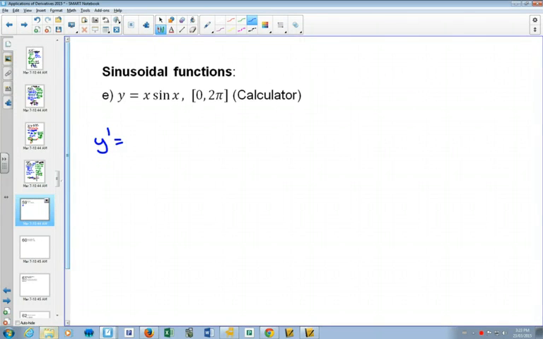So to do the first derivative, you got to use the product rule. Keep one the same. Derivative of the other one, derivative of sine is cos. Plus, keep the other one the same. Derivative of x would be 1.